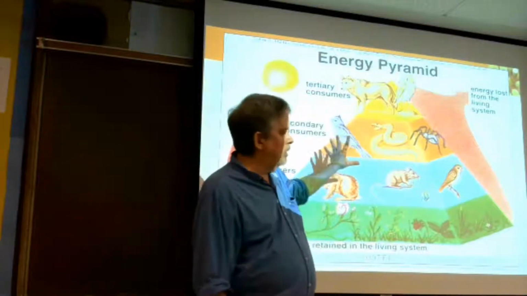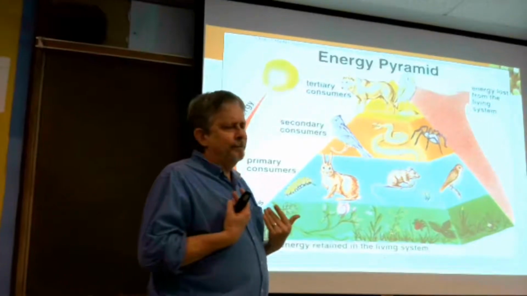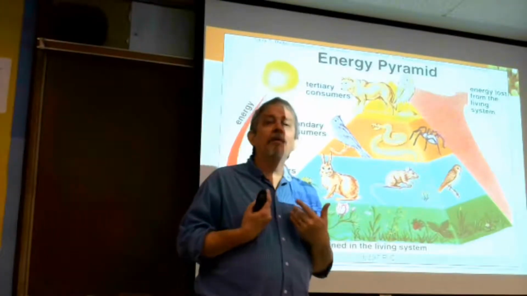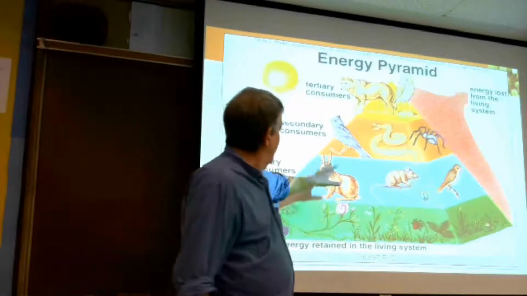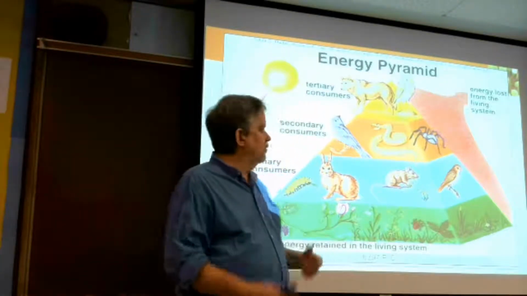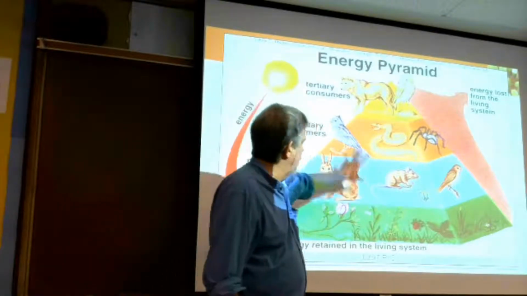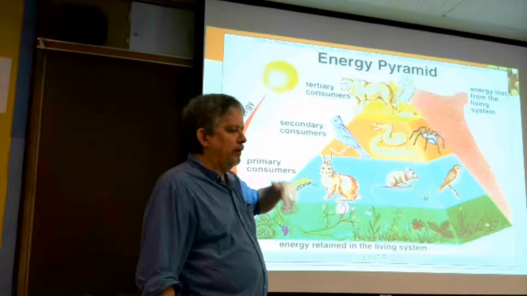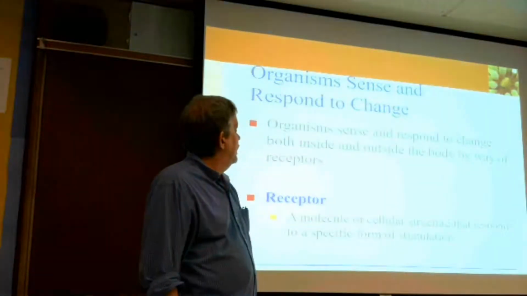You see that there's not humans on here. Where do we belong in this? Well, we are called omnivores. We eat everything. And trust me, we eat everything. So we eat producers, that's your vegetables, fruit that we eat, and then we can also eat the primary, secondary, tertiary. So we feed from every level of this system.